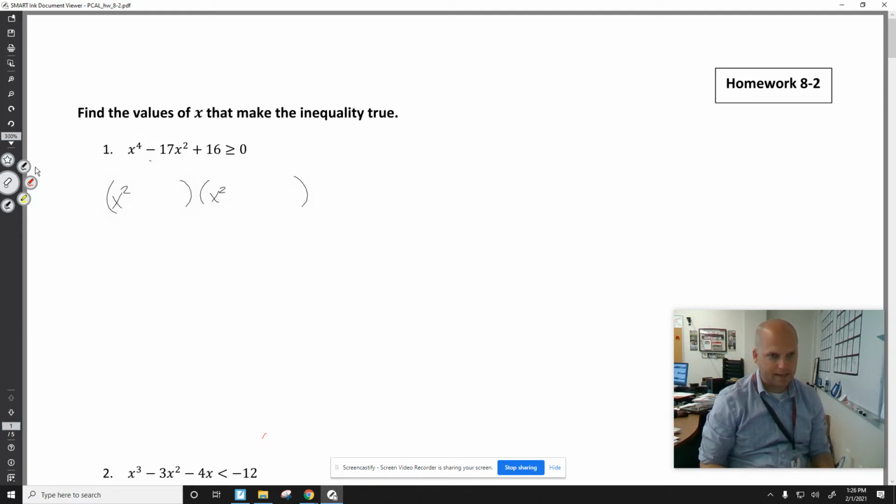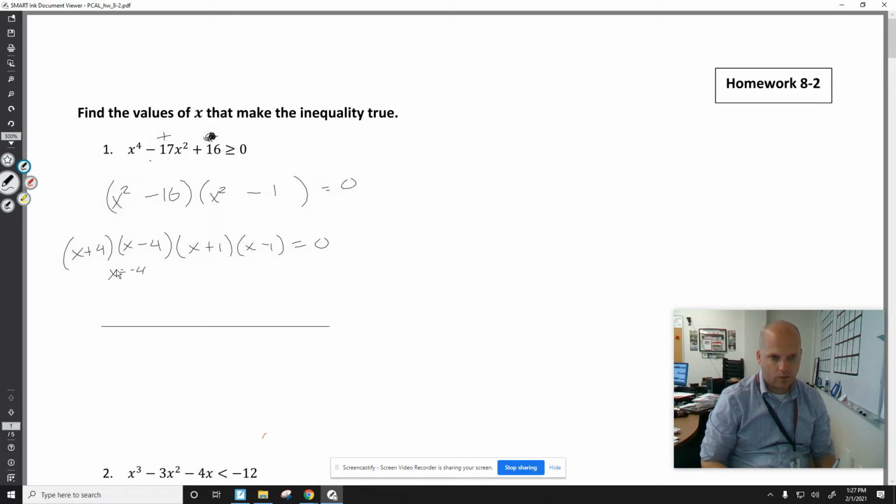Two numbers that add to get negative 17 and multiply to get 16 are negative 16 and negative 1. So I have negative 16 and negative 1. We're finding when this equals 0. Now for these, you can factor, or we can just know what the answers are. And they are, when x is negative 4, negative 1, 1, and positive 4. So I'm going to throw those all down on a number line.